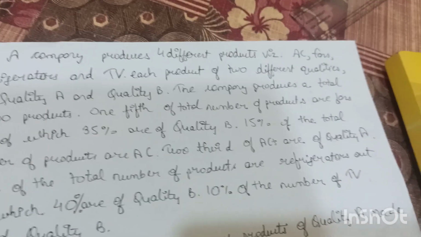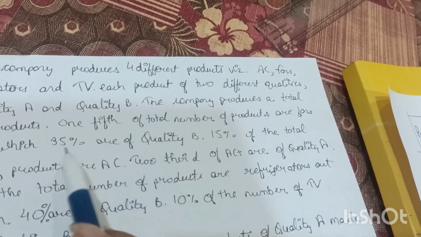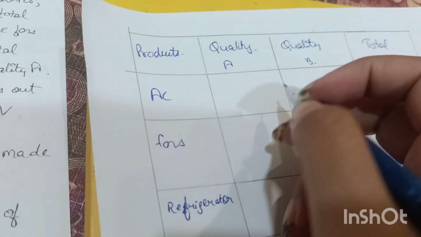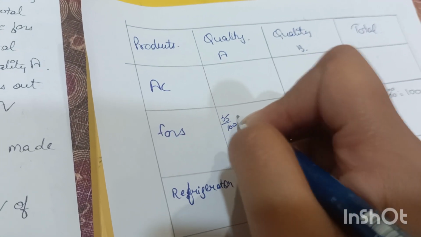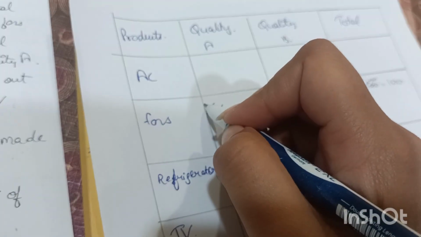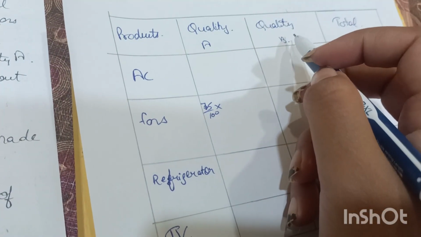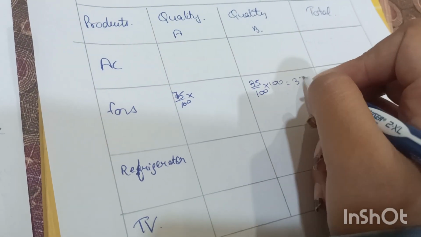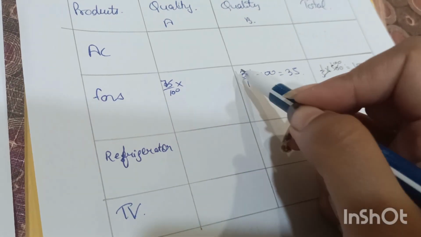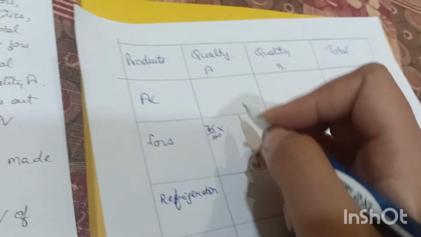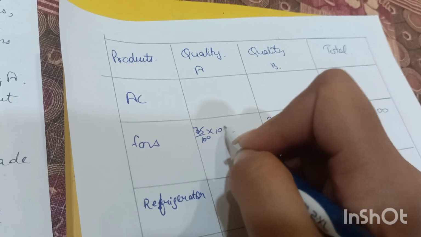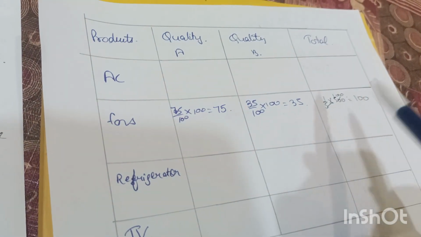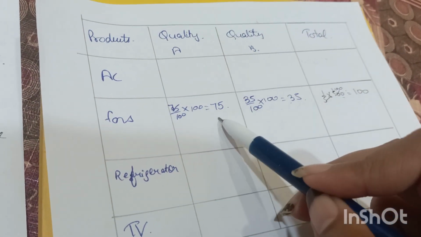Then 35% of the total products are of quality B. So 35% of 100. It was of quality B, so you can write it 35% into 100. So you'll get 35. And if we subtract 100 minus 35, we'll get 75. You can solve it like this also, or you can directly do 100 minus 35, you will get 75.